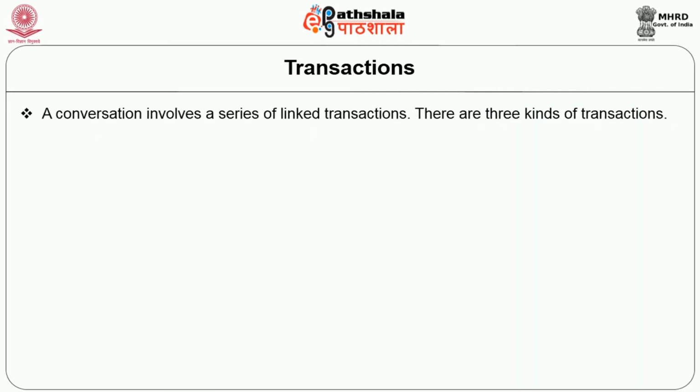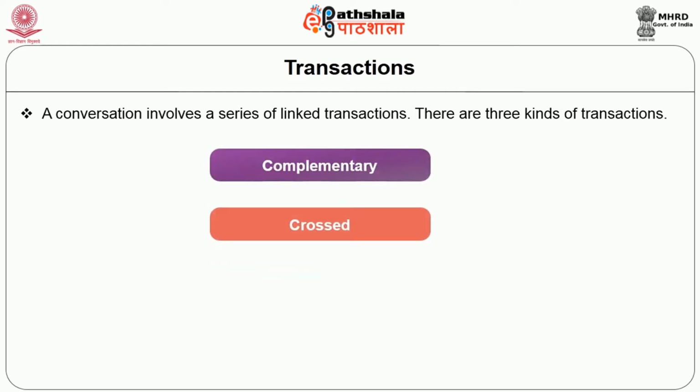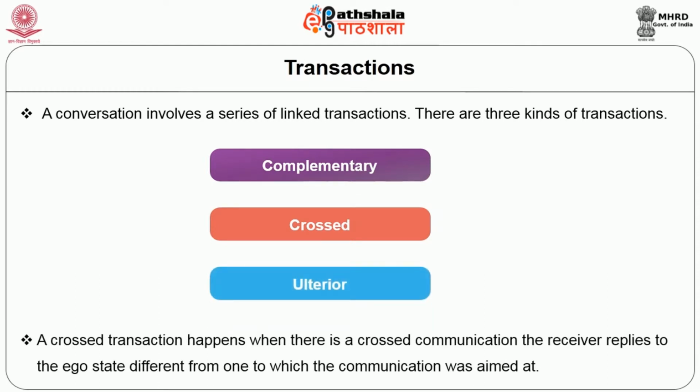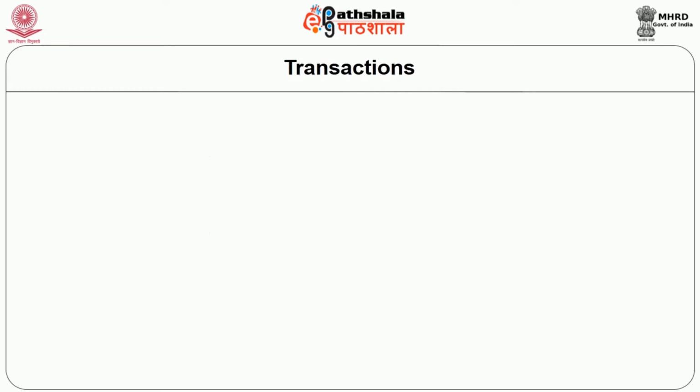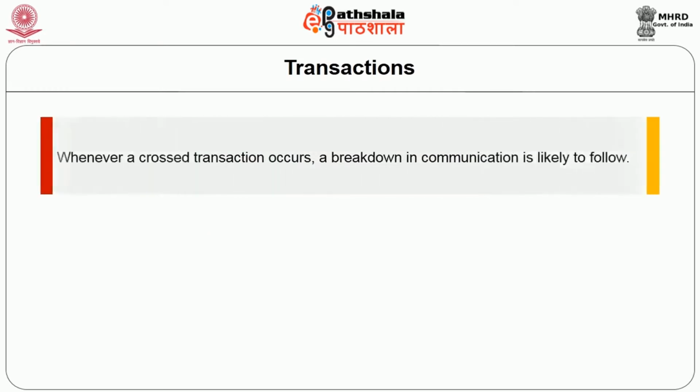There are three kinds of transaction. They are complementary, crossed, and ulterior. In a complementary transaction, the reply is between the same ego states. Hence, it is also called a parallel transaction. A crossed transaction happens when there is crossed communication. The receiver replies to an ego state different from the one to which the communication was aimed. Whenever a crossed transaction occurs, a breakdown in communication is likely to follow.